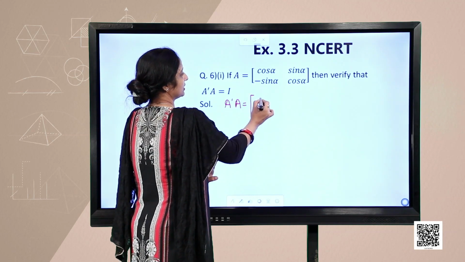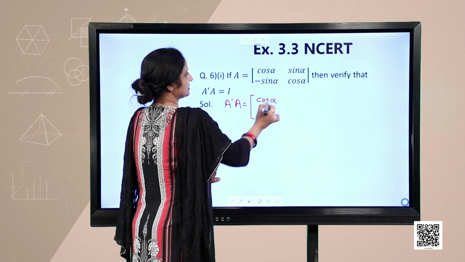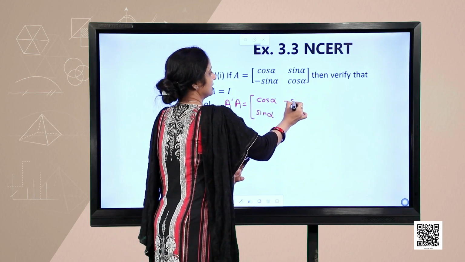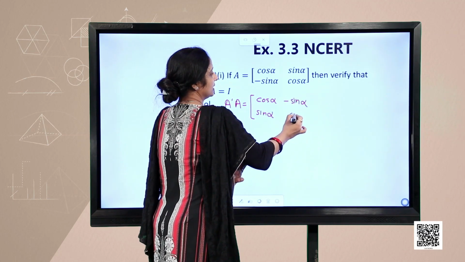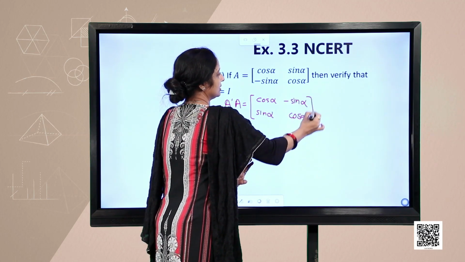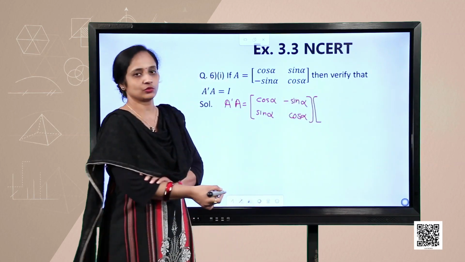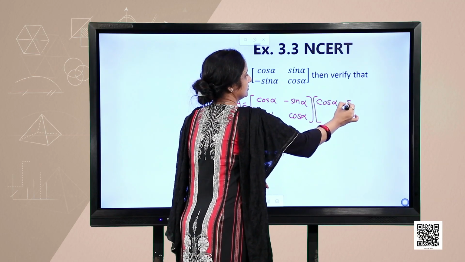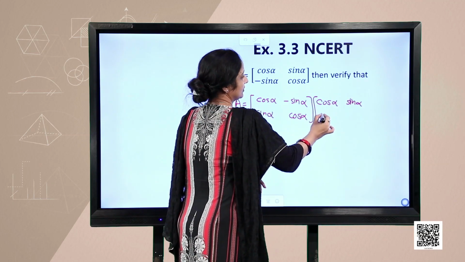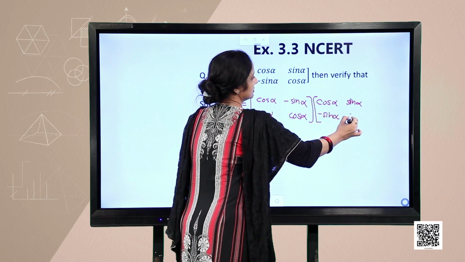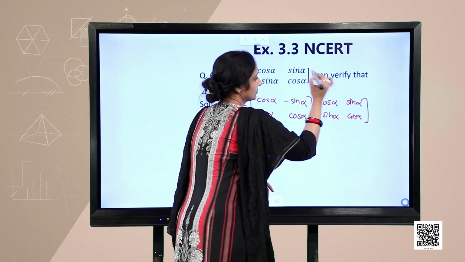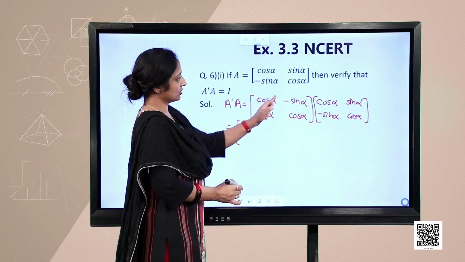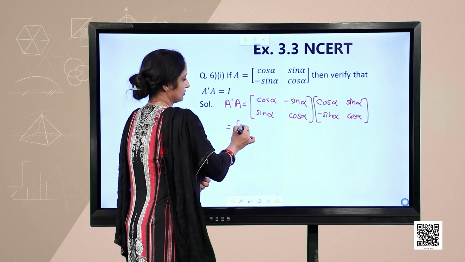So, A transpose will become this matrix: cos alpha, sin alpha, minus sin alpha, and the last element is cos alpha. After that, you are supposed to write matrix A. So, you have written this as it is. Then start multiplying both the matrices. This is cos alpha into cos alpha.